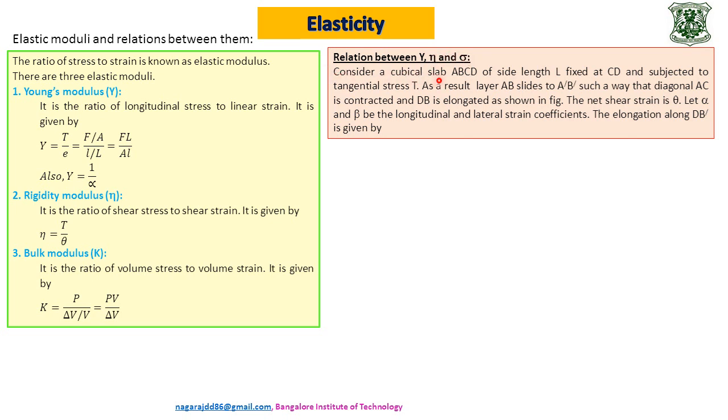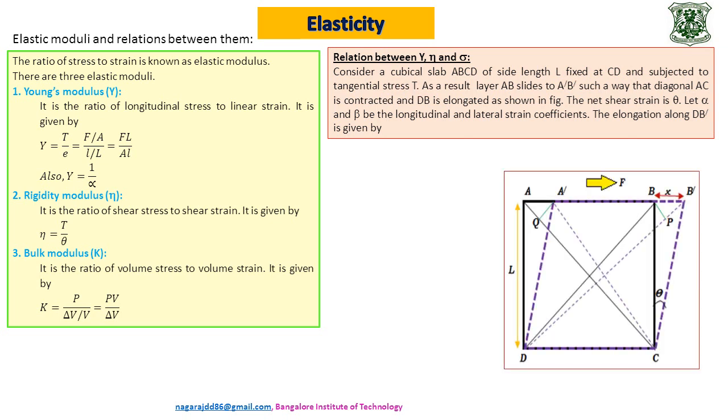Consider a cubical slab ABCD of side length L fixed at CD and subjected to tangential stress T. It's the same diagram I am using once again. As a result, layer AB slides to A dash B dash in such a way that diagonal AC is contracted, DB is elongated, as shown in figure. Next, shear strain is theta. I hope you already know this diagram and not much explanation is required.